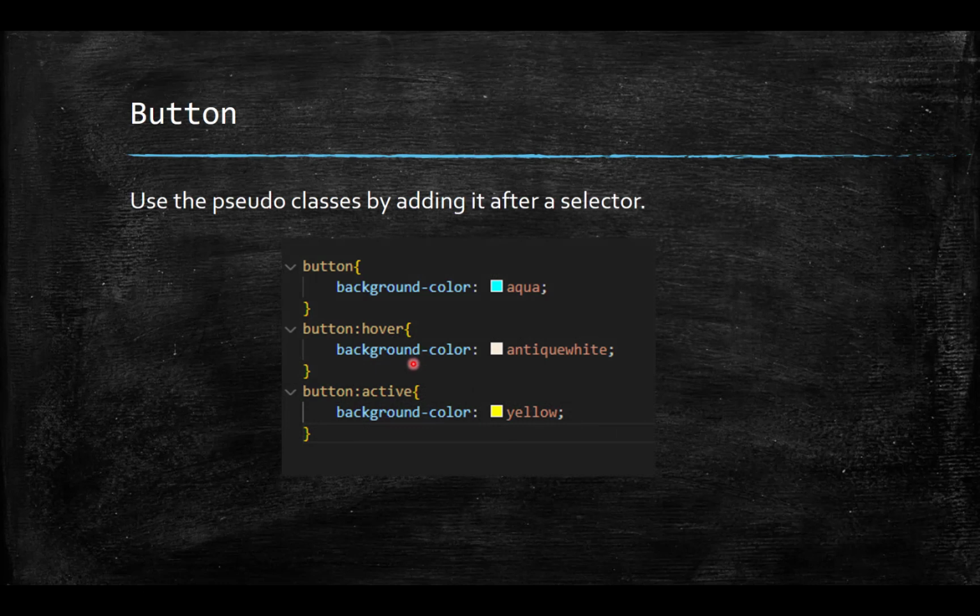We have an example. So how to use the pseudo classes? It's used by adding it after a selector. So here is the pseudo class, and we add it to another selector, which is the button. So if we hover the button, this will be the color. If we click the button, then this will be the color.